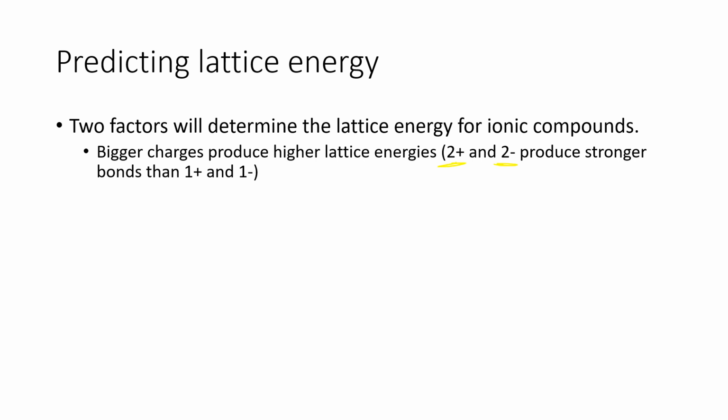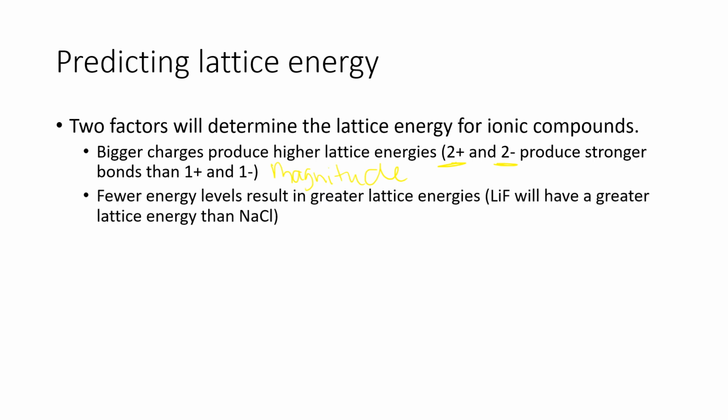Even though you multiply 2 times -2, that equals -4, and then 1 times -1 is -1. We know that -1 is technically bigger than -4, but we're talking about the magnitude. So basically, the bigger the numbers. Because 2 is bigger than 1, the ones with the +2 and -2 are going to have the stronger bond compared to the +1 and -1.